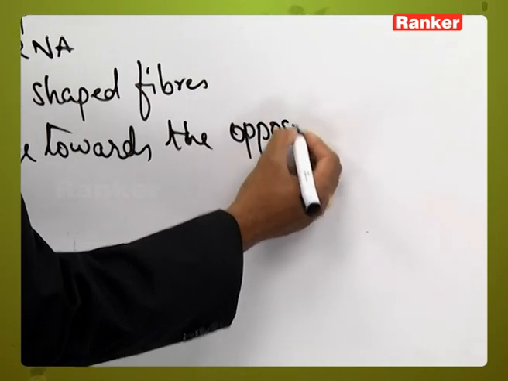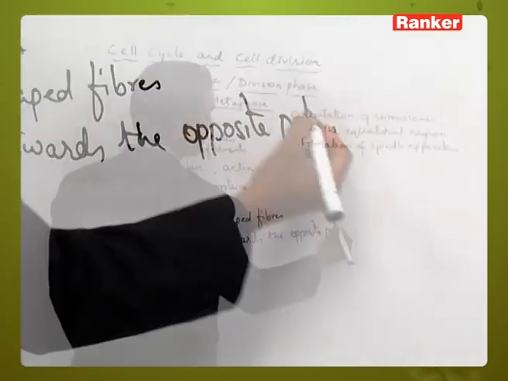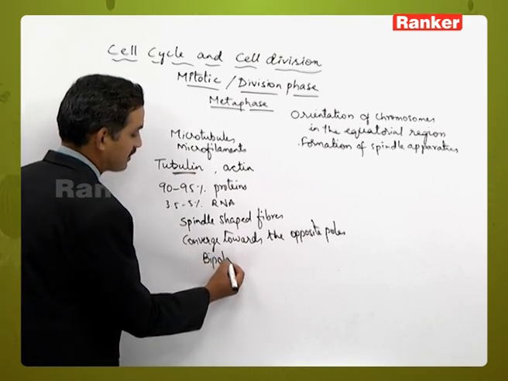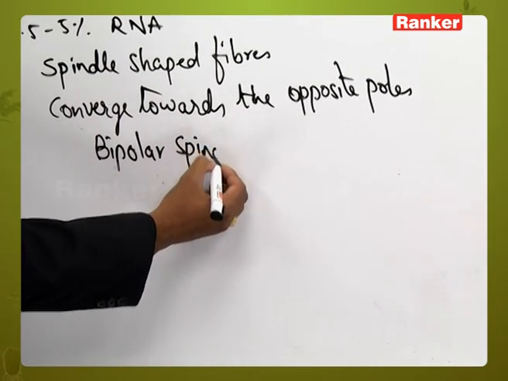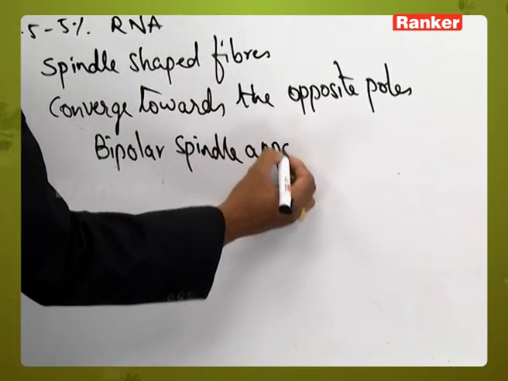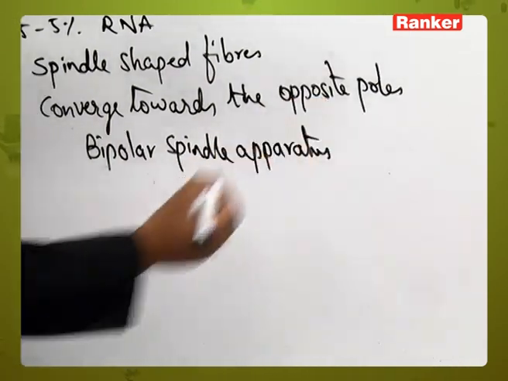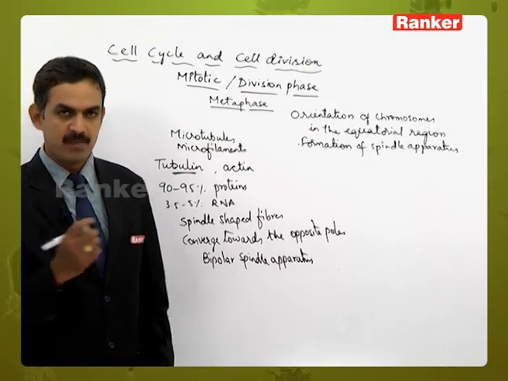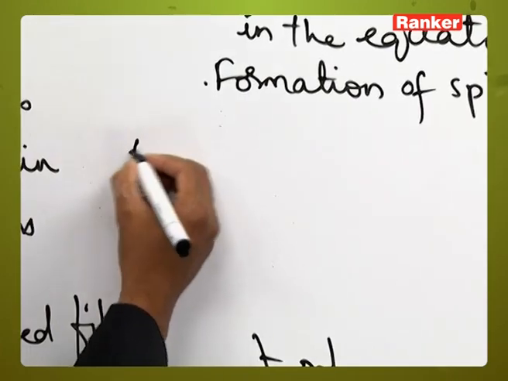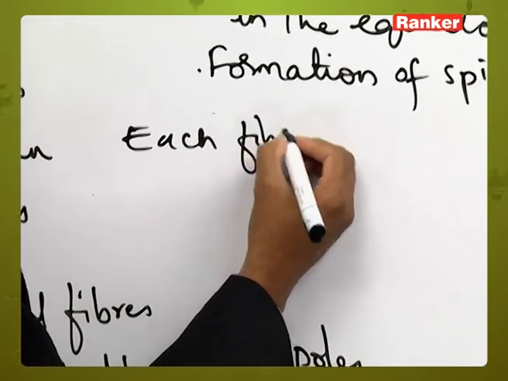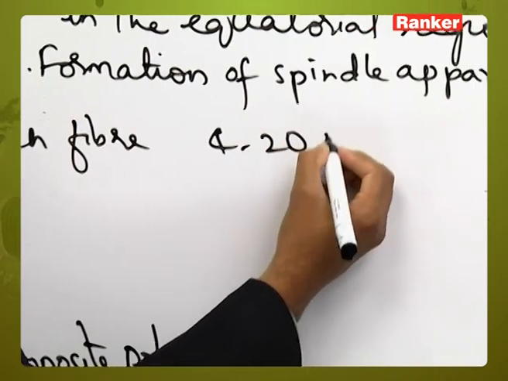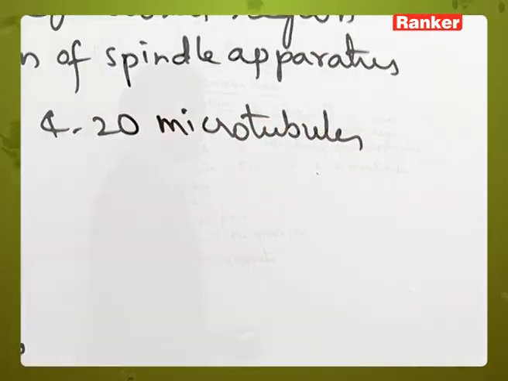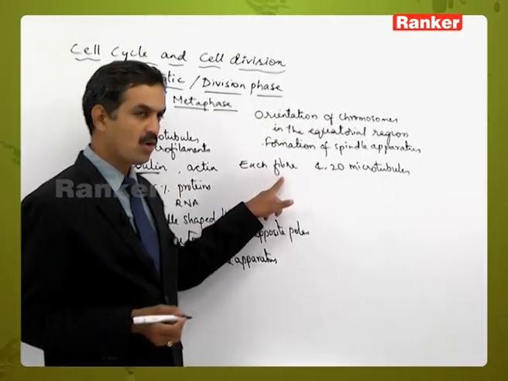Converge towards the opposite poles. So as they are converging towards the two opposite poles, we call it a bipolar spindle apparatus. And this bipolar spindle apparatus is made up of the spindle fibers. Nearly each fiber is made up of 4 to 20 microtubules.